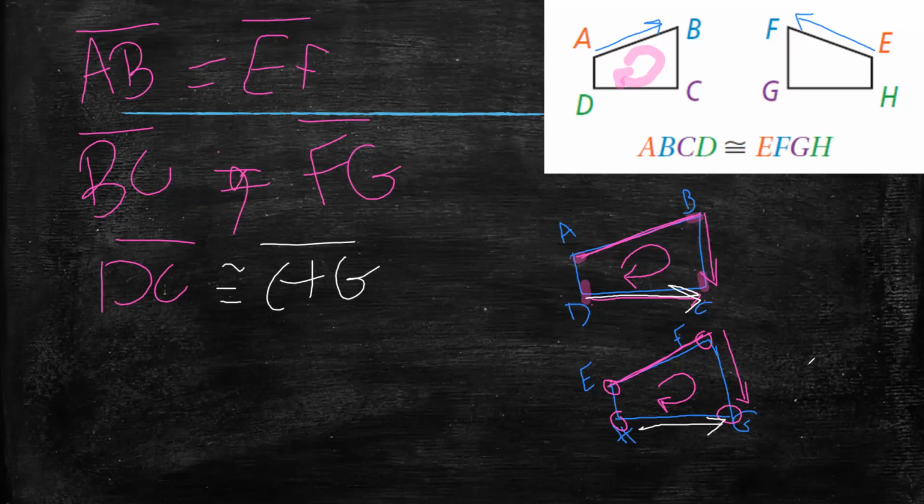These corresponding statements, I can write them from the shape, and also from the letters of the shapes. Like, look here: AB with EF, CD with GH, BC with FG, and also angle A with angle E, angle B with angle F, angle C with angle G, and so on.